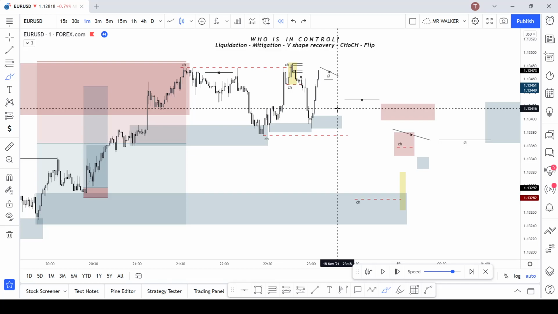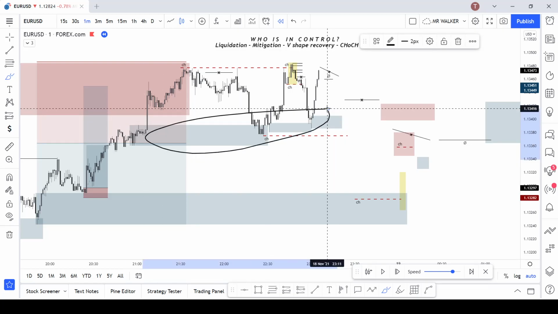We are now in higher time frame supply. So 15-minute supply is stronger than 1 minute time frame supply demand or 5 minute time frame demand, right? So that's why it is risky to take these longs from these demand zones, but you can do that still.